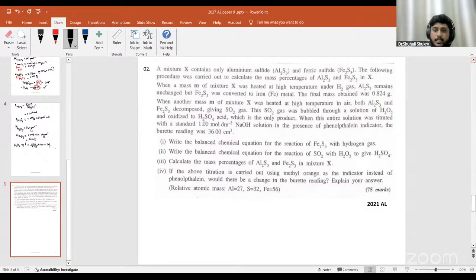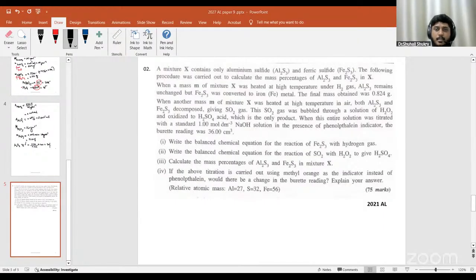This entire solution was titrated with standard 1 M sodium hydroxide solution in the presence of phenolphthalein indicator, and the burette reading was 36 cm3. Write the balanced chemical equation for the reaction of Fe2S3 with hydrogen gas. First of all, they have asked to write the balanced reaction of Fe2S3 with hydrogen gas.